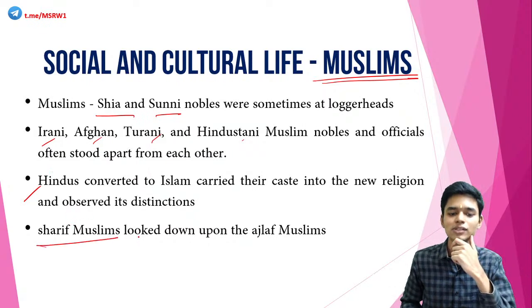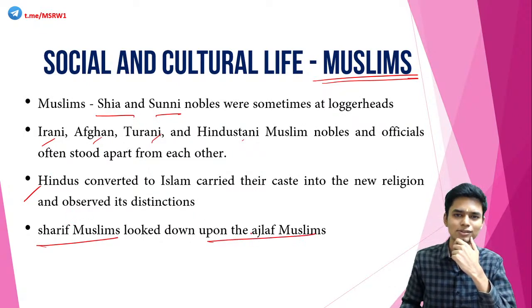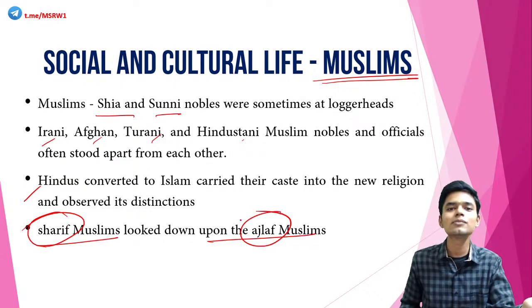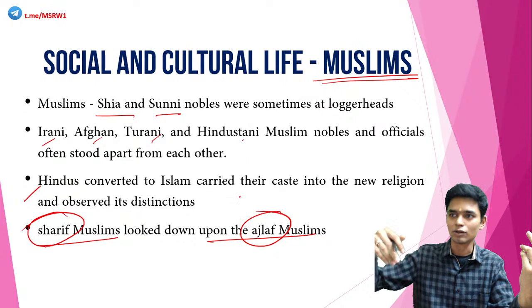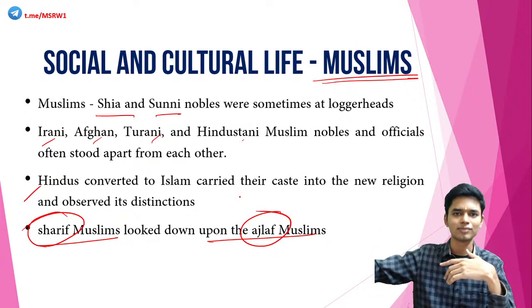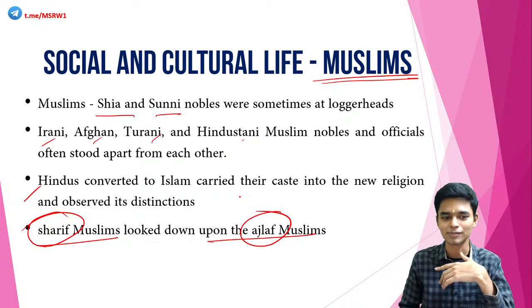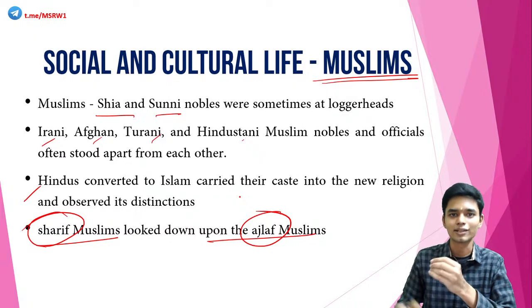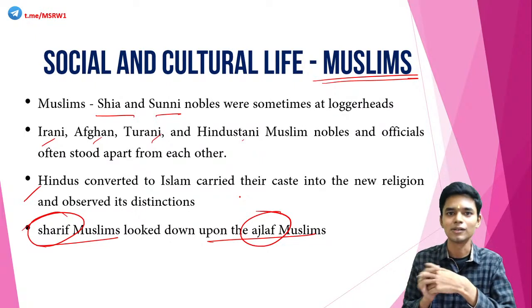Finally, the Sharif Muslims looked down upon the Ajlaf Muslims. So who are these Sharif Muslims and who are these Ajlaf Muslims? Sharif Muslims are the well-to-do Muslims. Okay, they are the nobles. They are the priestly classes. Okay, the well-off, the high-status people among the Muslims are the Sharif Muslims. Ajlaf Muslims are the lower classes, like the peasants, laborers, farmers, etc.